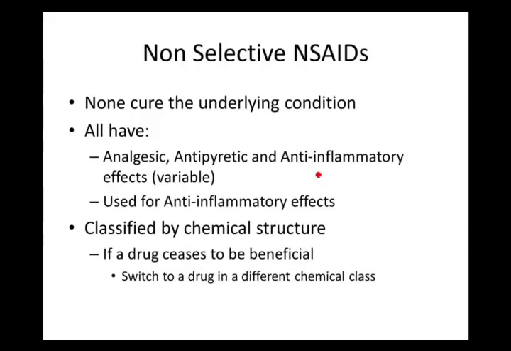Okay. So how about looking at some of the non-selective NSAIDs? Remember, none of these drugs essentially cure the underlying condition. They all have some degree of analgesic, antipyretic, and anti-inflammatory effects. All right? We typically classify these drugs by chemical structure. So there's a structure-activity relationship between all those different COX inhibitors. And what most people do is they start a patient on one of the drug classes, and if it doesn't work, they just change them to a different drug class.